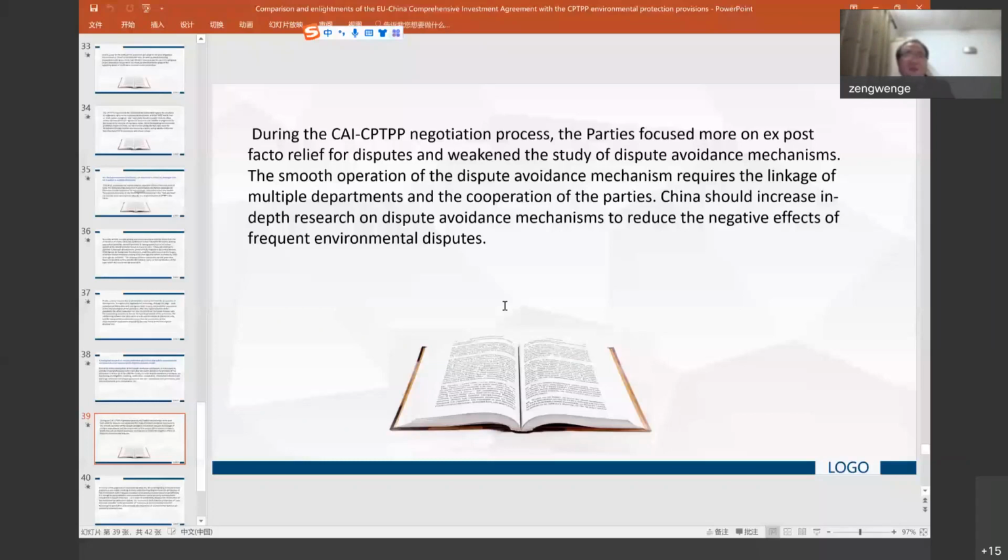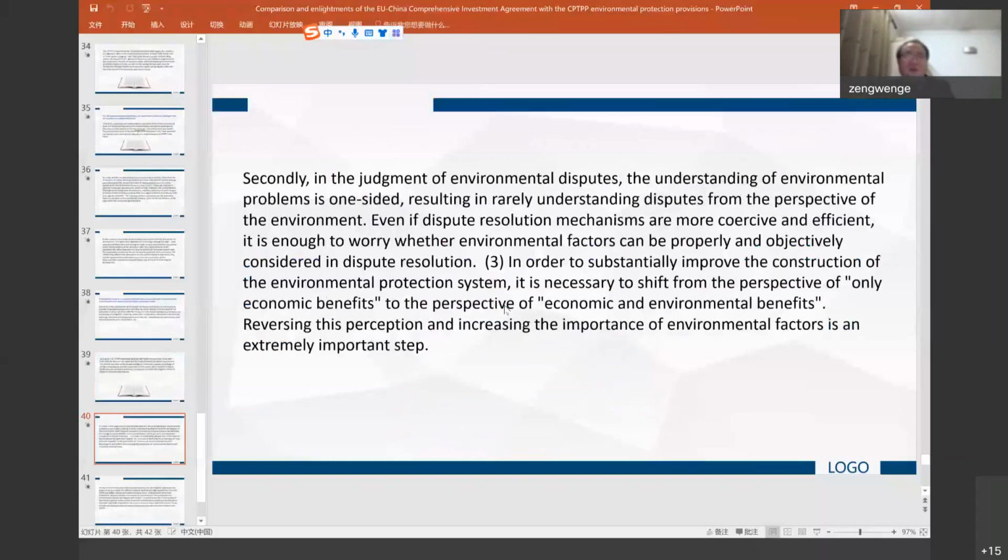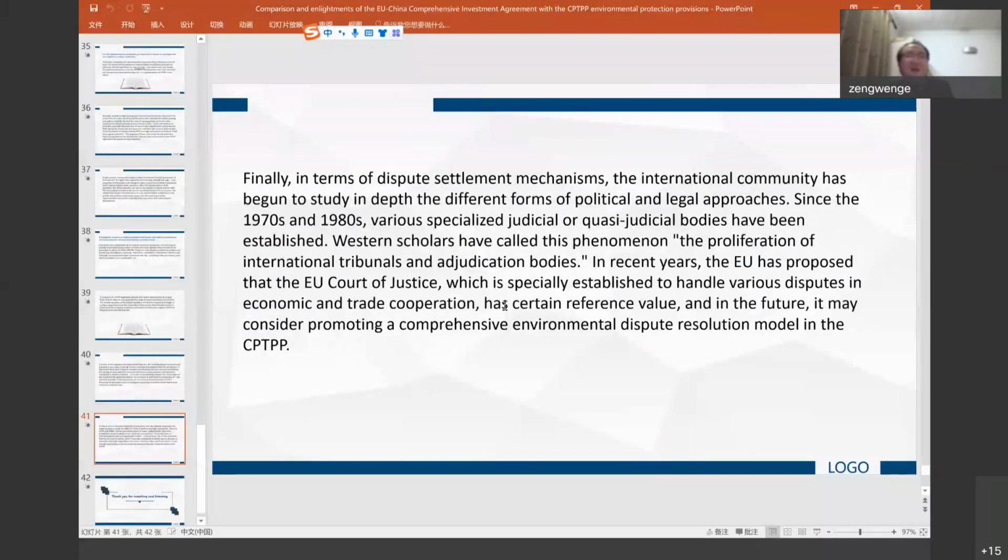Second, in judging environment disputes, the understanding of the problem is one-sided, without really understanding the dispute over the environment. If the dispute resolution mechanism is more coercive and efficient, it is natural to worry whether the environment factors can be properly and objectively considered in dispute resolution. Finally, in terms of dispute settlement mechanism, international practice has begun to study different forms of practical and legal approaches.